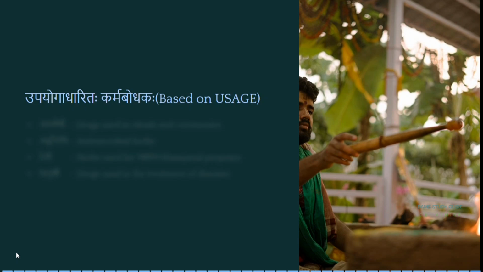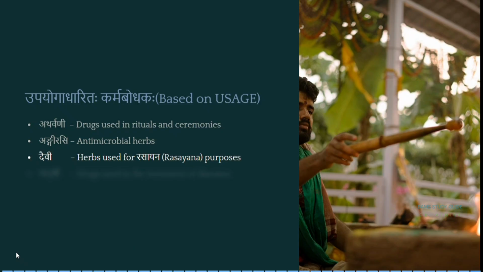There is another classification based on their usage known as Upayogadharita Karma Bodhaka classification. Atharvani refers to drugs used in rituals and ceremonies, while Angirasi includes herbs with antimicrobial properties.